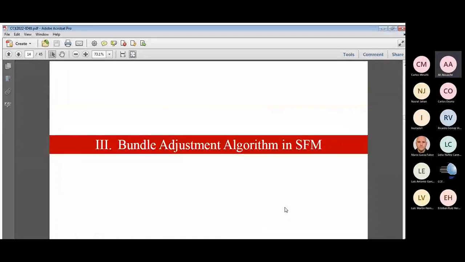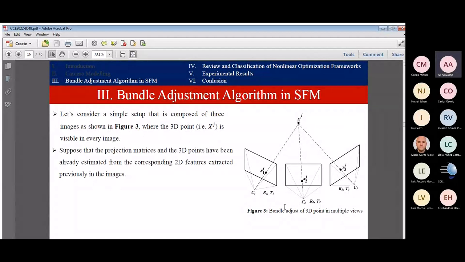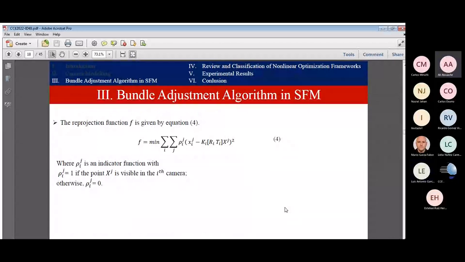Three, bundle adjustment algorithm in structure from motion. Let's consider a simple setup that is composed of three images as shown in figure 3, where the 3D point XG is visible in every image. Suppose that the projection matrices of the 3D points have been already estimated from the corresponding 2D features extracted previously in the images. Therefore, the reprojection error vector is given by equation 3, where i equals 1, 2 to n, j equals 1, 2 to m, xij is the 2D image point, Mi is the unknown camera matrix, and XG is the estimated 3D point. The reprojection function f is given by equation 4, where rho ij is an indicator function.